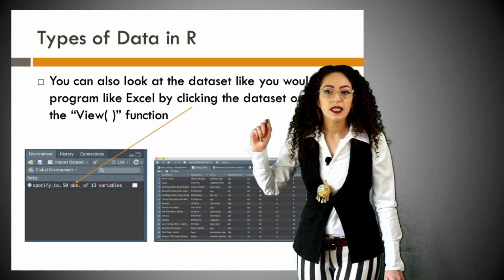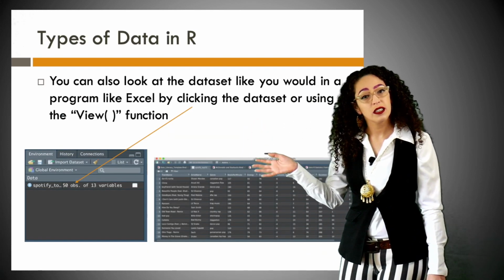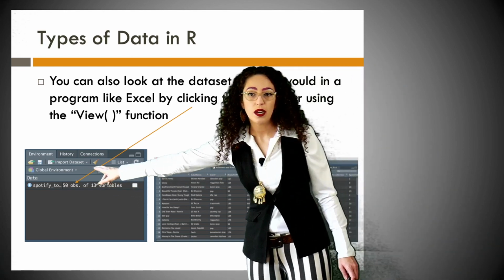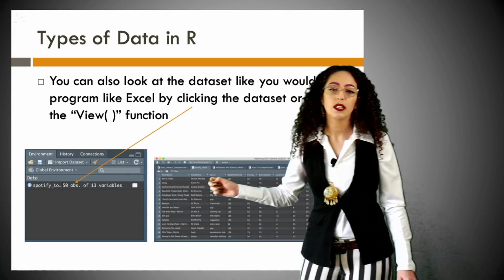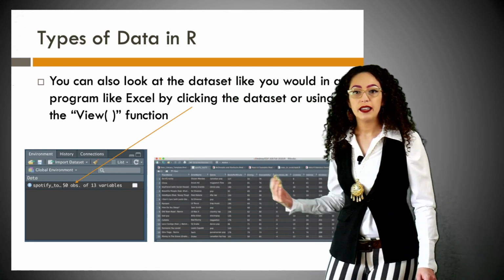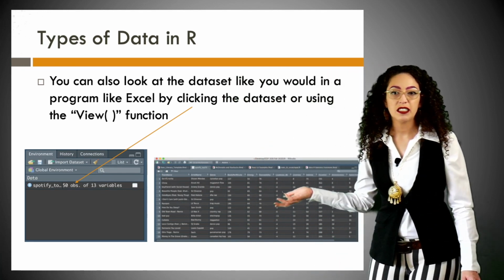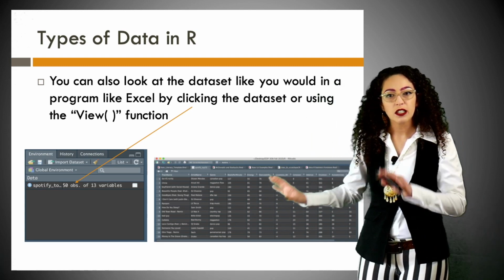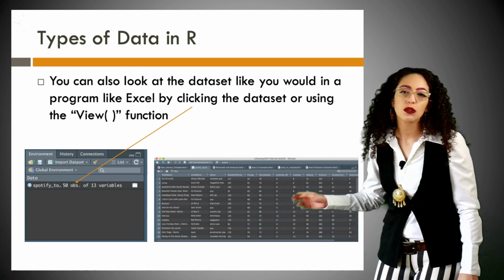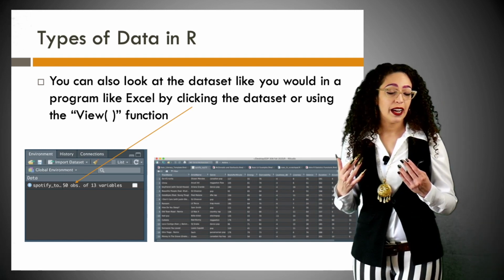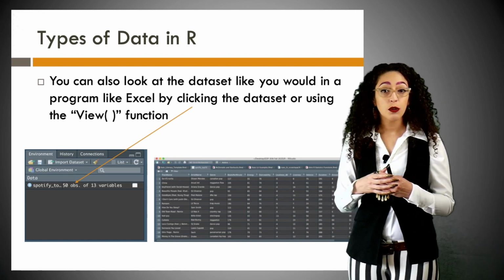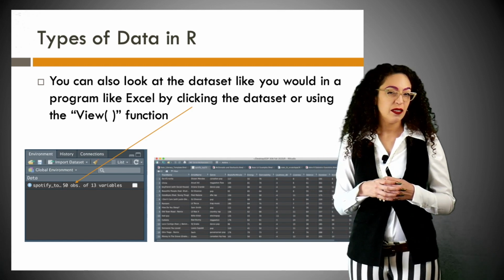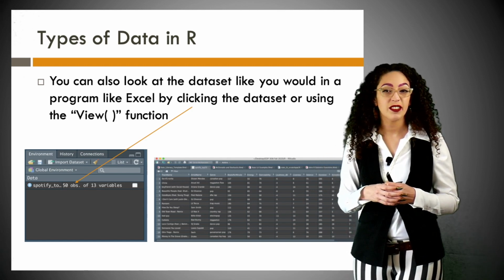And one last way to look at the data is you can click on, not the little blue drop down, but just click on the data set itself, or use that view function, and it'll pop this up, which basically is just like any sort of Excel file where you can look at all of the columns and scroll through it. So that's all I have for you for now with R, but I do encourage you to go play around, load in this data set, and go see the different types of data, and see if you can change any of them using some of these functions I just showed you.